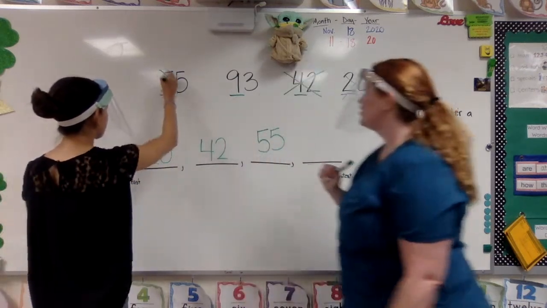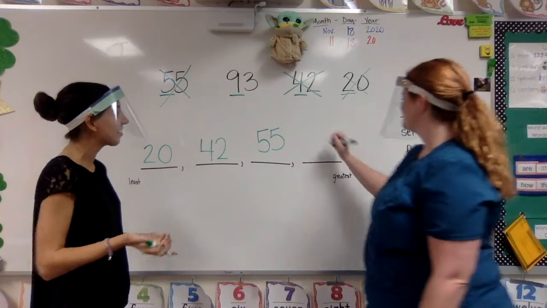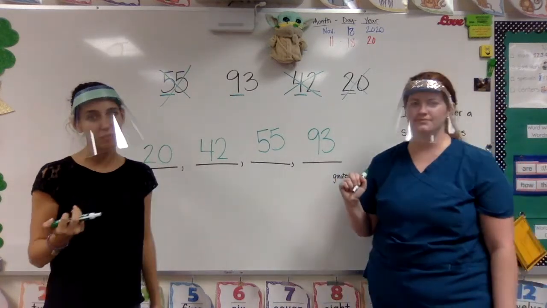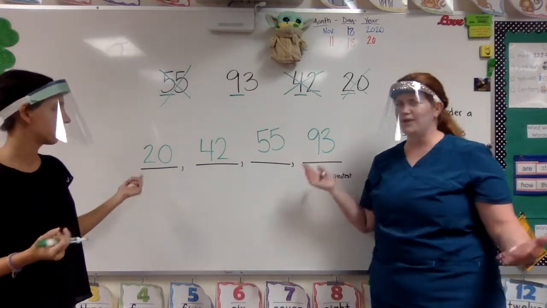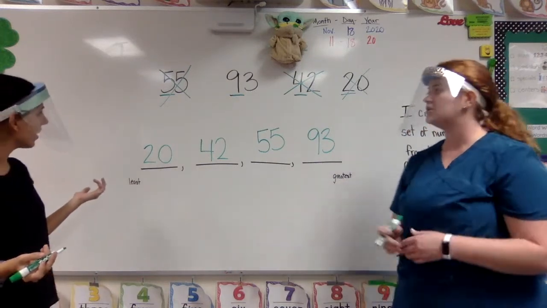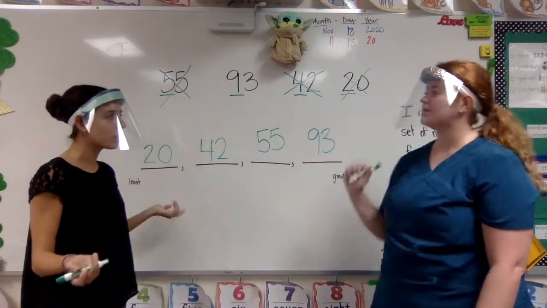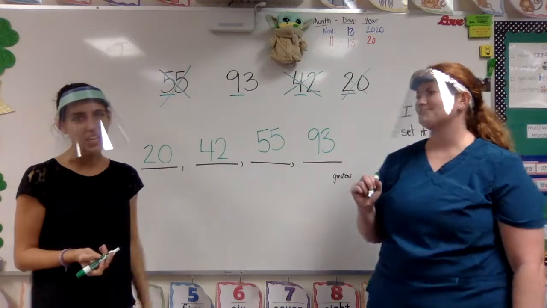Which means, what number is the greatest number that we have? Oh, we would have 93 as the greatest number because it has a 9 in the tens place. So we put these numbers from least to greatest. Did we have to look at our ones place at all? Well, no, we didn't have any numbers that had the same tens place. All of our numbers were different, so it was pretty easy to put it in order from least to greatest.